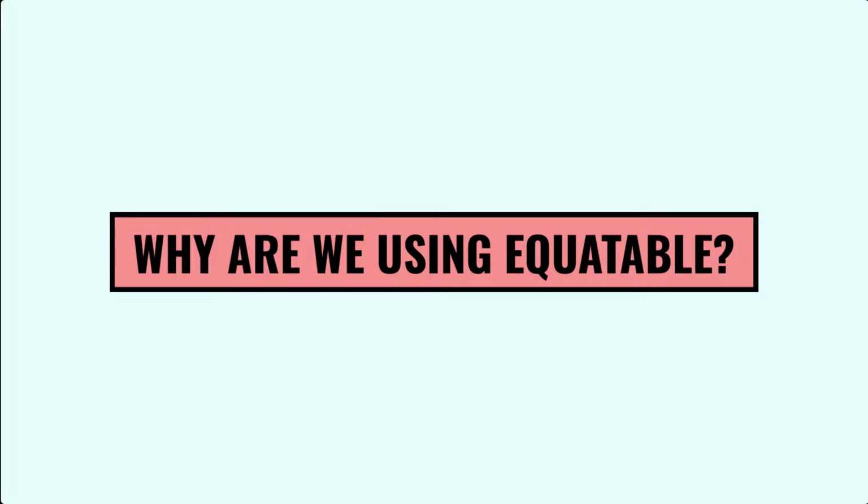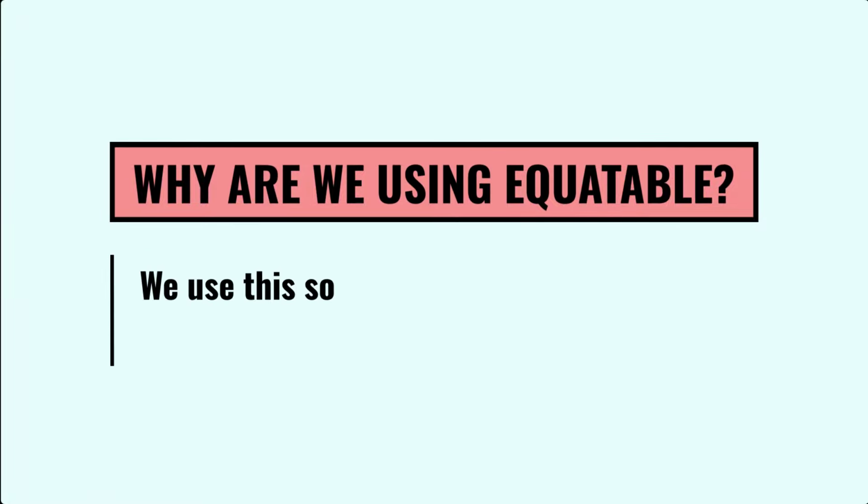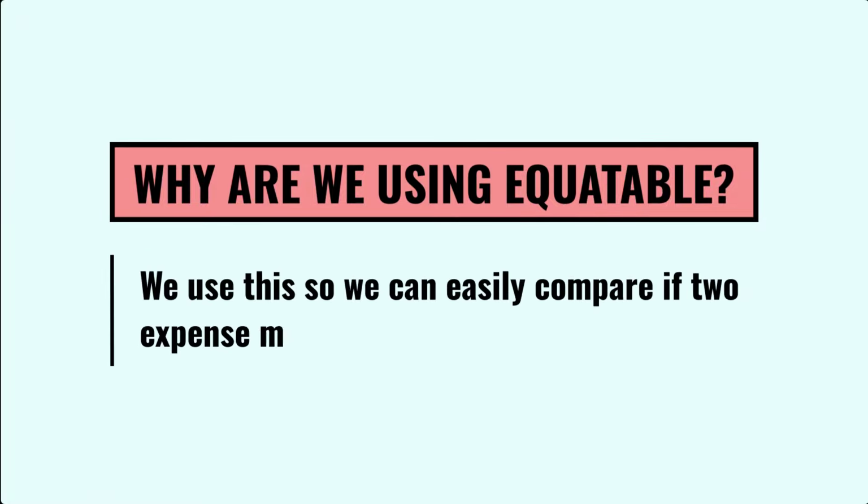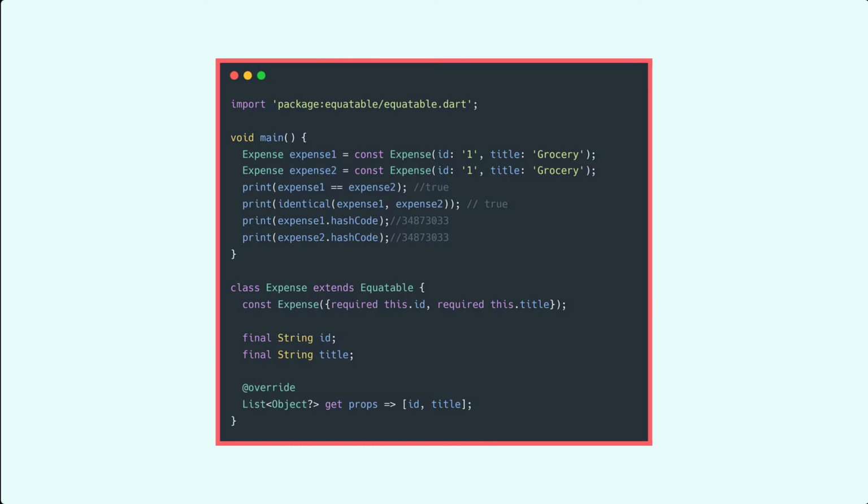You may ask, why are we using Equatable? We use this so we can easily compare if two expense models are the same. This will help make sure that any expense we may have already created will not be created the second time.